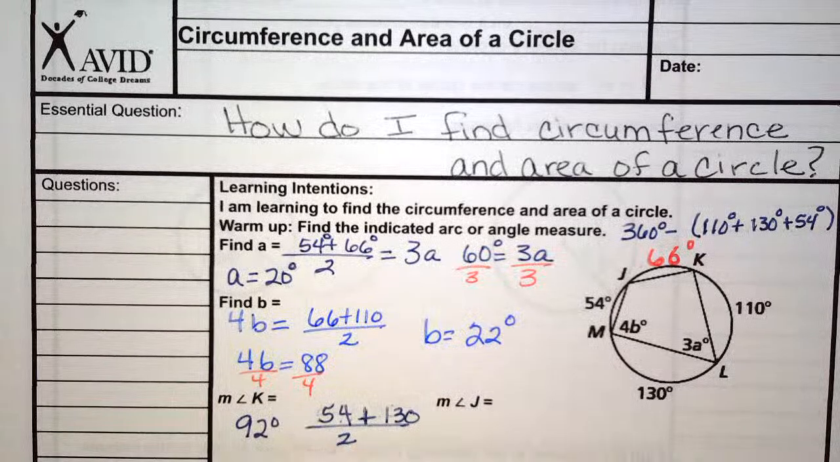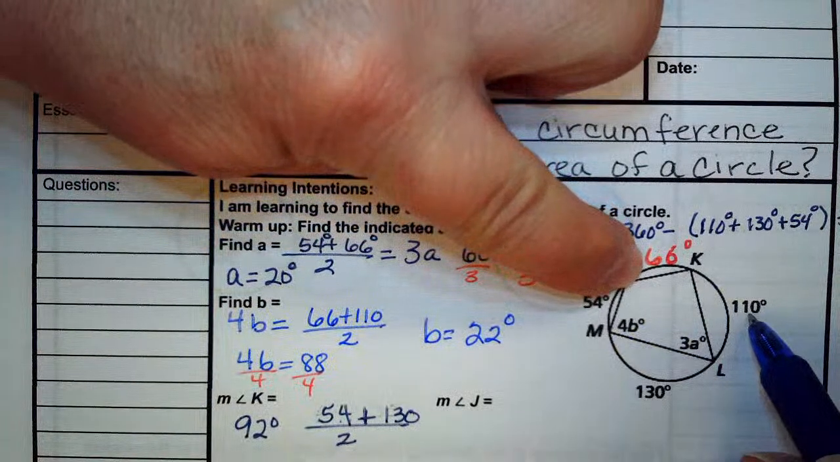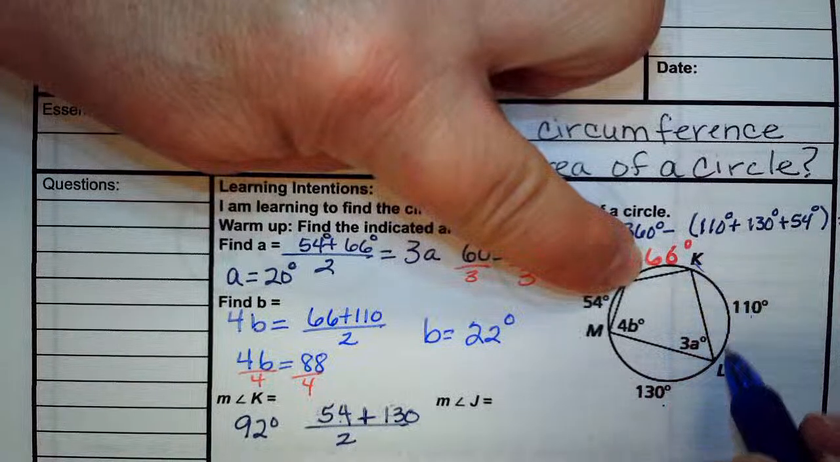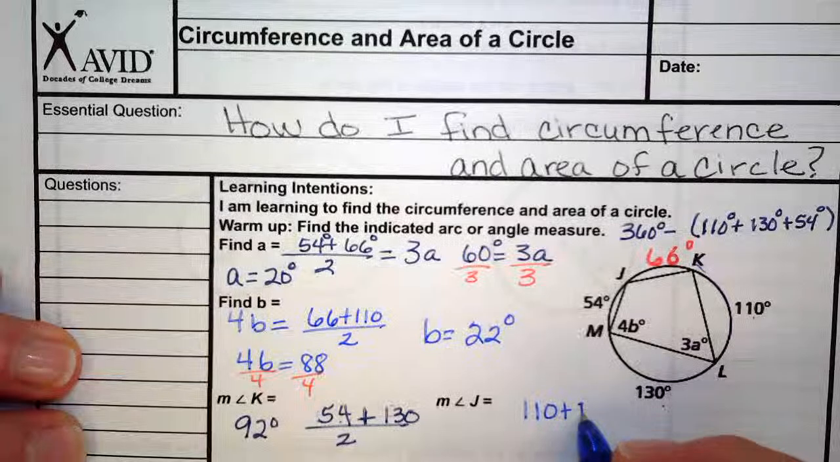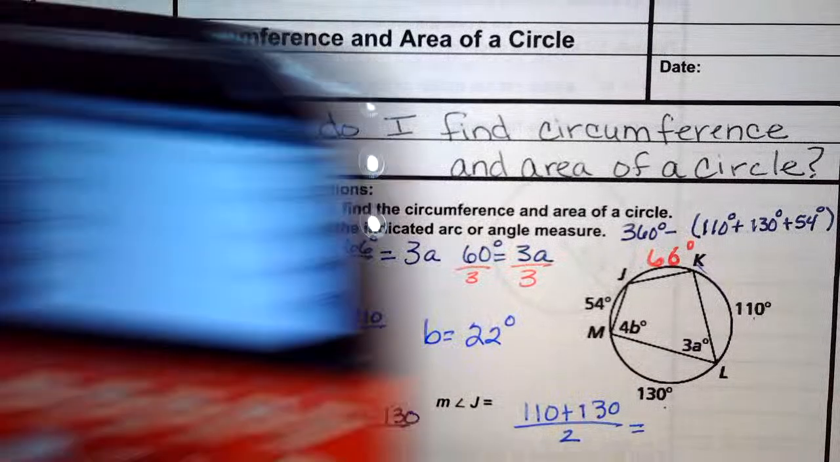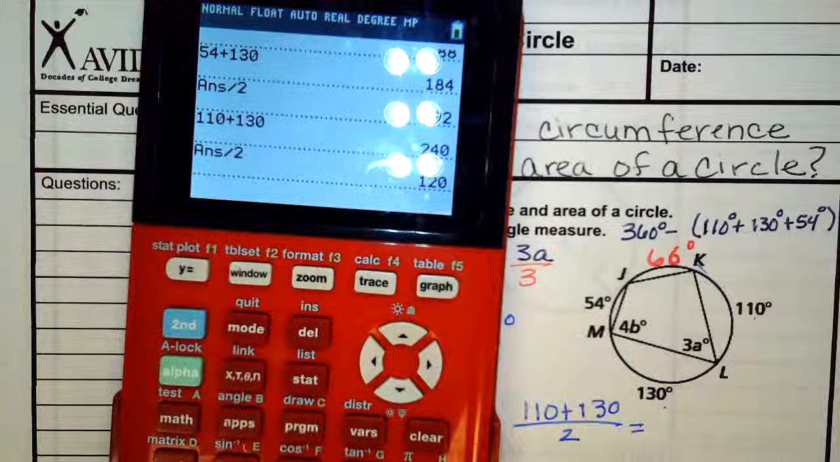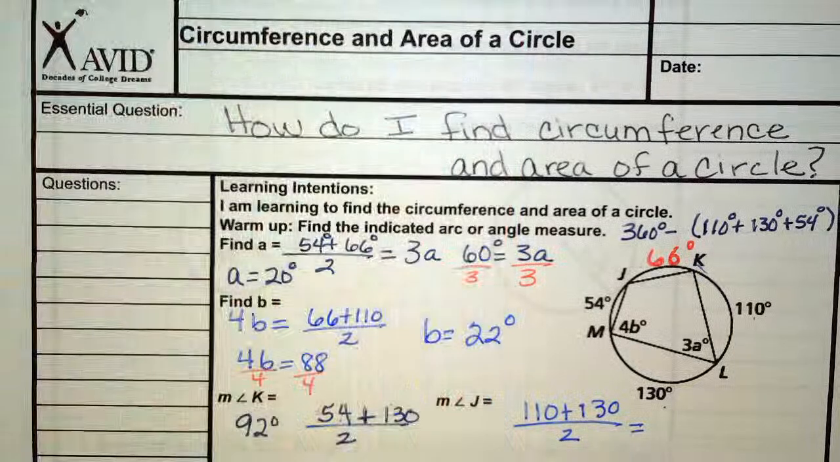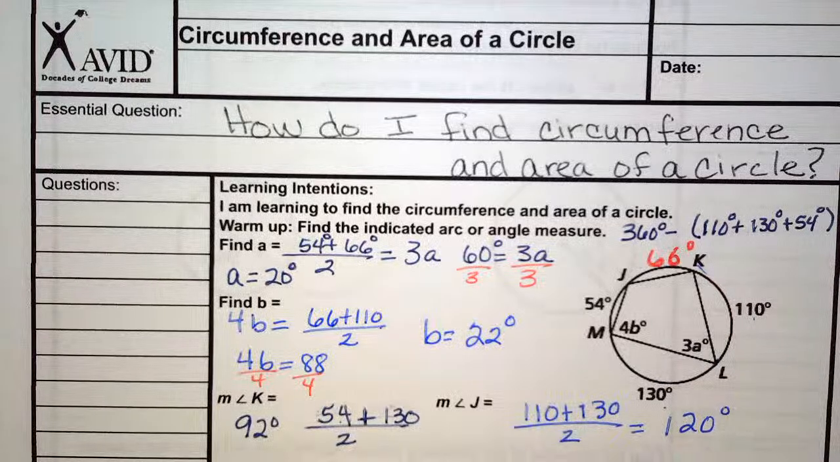54 plus 130 divided by 2. Okay, for J, what is our intercepted arc? Here's our angle J. It's composed of 110 and 130. Goes all the way around. So 110 plus 130 divided by 2, and we end up with 120. 240 divided by 2 is 120. And that would be 120 degrees.